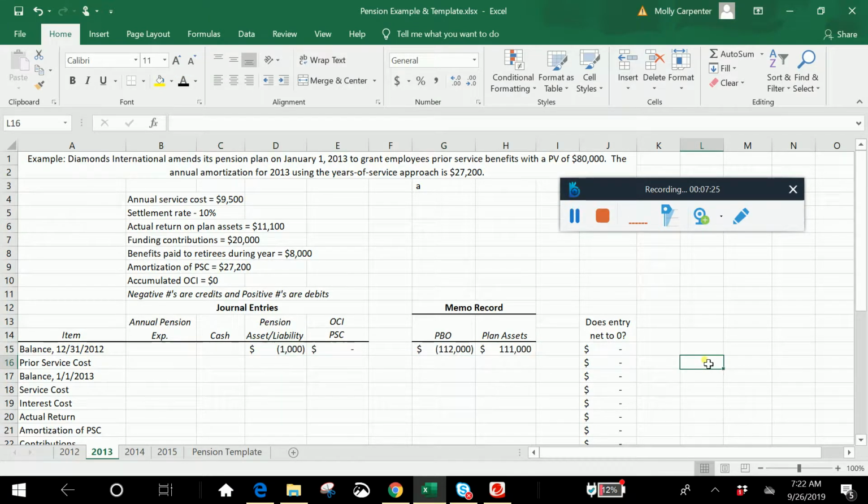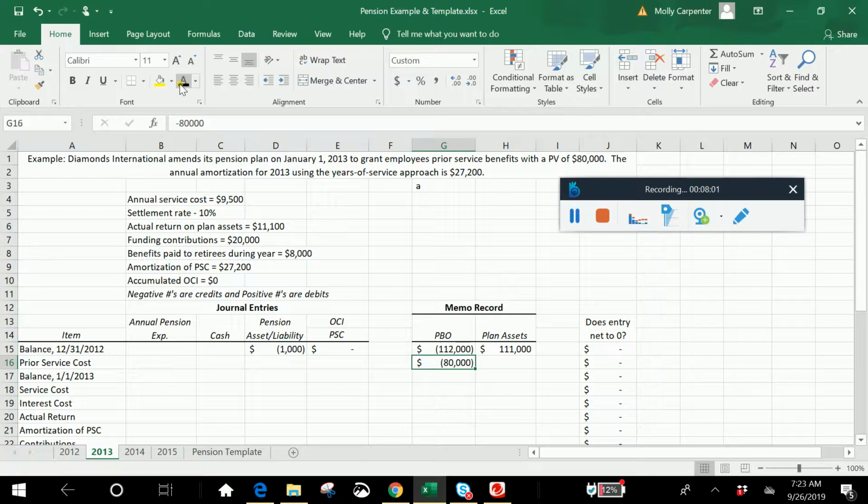So there we go. Now, what this problem tells us this year is that they had amended their pension plan on 1/1/2013, and in doing so, granted employees prior service benefits with a present value of $80,000. The annual amortization for 2013, using the years of service approach, is $27,200. So the first thing that we need to do is incorporate that $80,000. We know that $80,000 of extra benefits is going to increase our PBO.